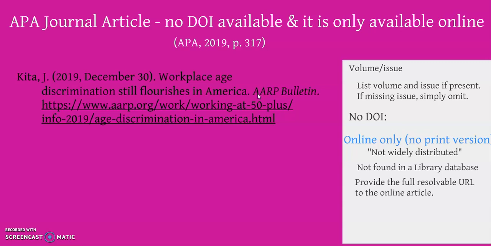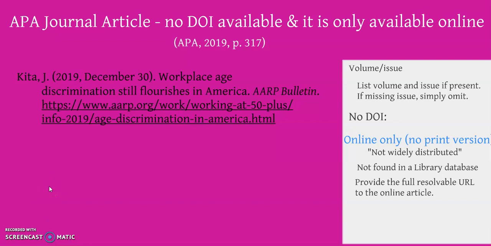But since we don't have page numbers, we don't have volumes and issues, we simply leave those off. Now, since this isn't found through a library database and is found only on the web, we need to be able to guide our reader directly to this. So what we're going to include is the full URL to that article online. And one thing that you'll notice is we don't have a retrieve from statement, we don't have an access by statement, and also we can include a hyperlink. So it's okay if this is blue and underlined.